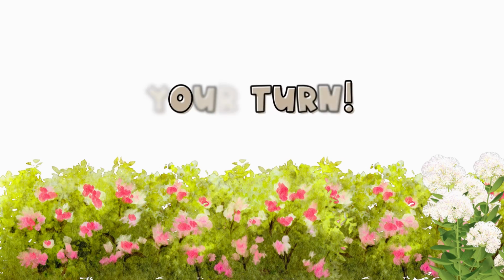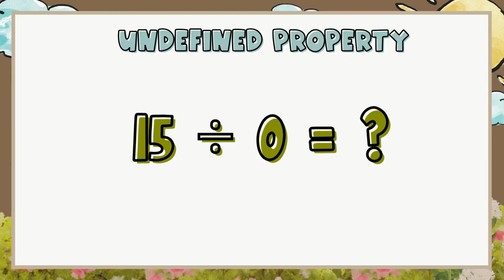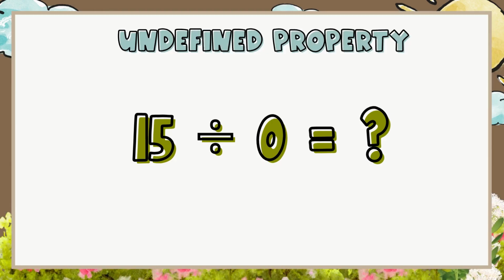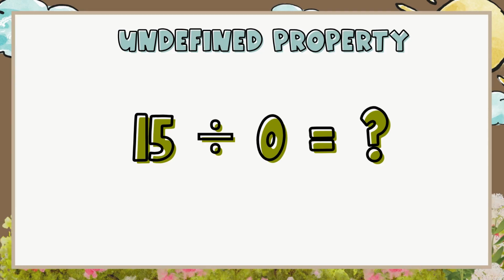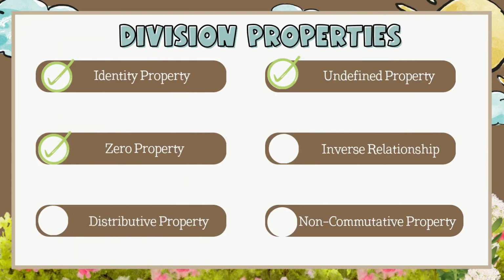Now it's your turn. Please remember what you just learned about the undefined property. 15 divided by 0 equals... undefined. Exactly. Division by 0 is undefined. You cannot divide into 0 groups.